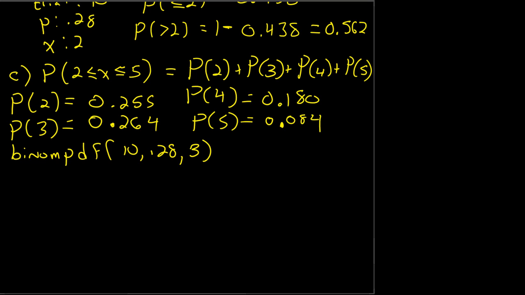And now if I add all of these together, 0.255 plus 0.264 plus 0.180 plus 0.084, I get P of 2 to 5. Adding all of these up gives me 0.783. And so that's how we use this binomial distribution on the TI-84. Compare it to the TI-30.